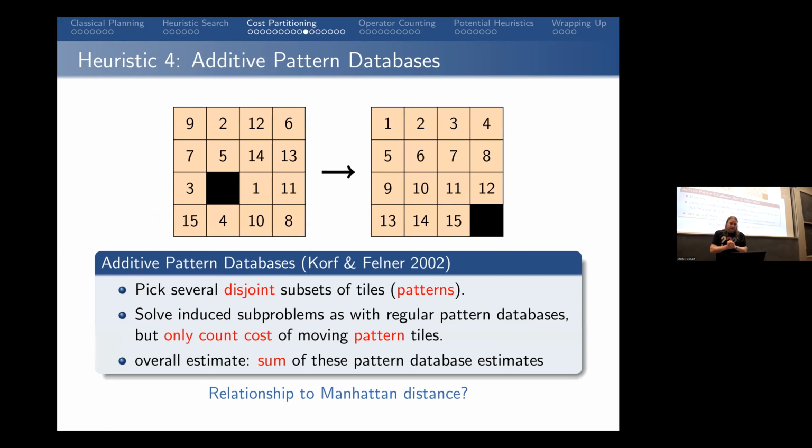Solve the induced subproblems as with regular pattern databases, but only count the cost of moving the pattern tiles. And then the sum of these estimates will be an admissible heuristic. Now I'm asking the question here, how is this related to Manhattan distance? Let me answer it myself straight away. Manhattan distance is actually the special case of this, where I use 15 minimal abstractions of only one tile. So this is in some sense a proper generalization.